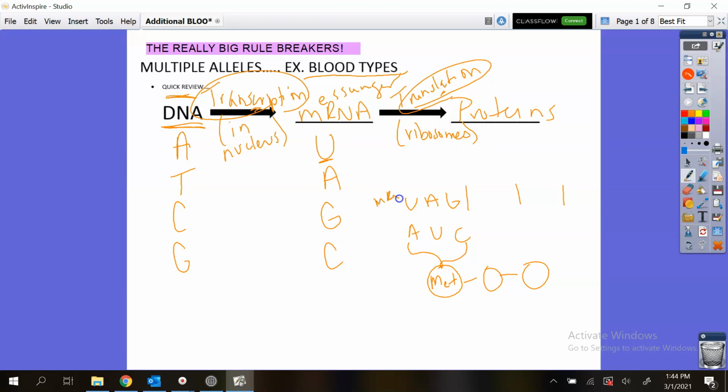So mRNA and tRNA work together to create your polypeptide chains, which end up coming together to make your proteins. So your proteins then code for your genes. That's what codes for genes on the chromosomes. So don't forget the basics from the beginning.